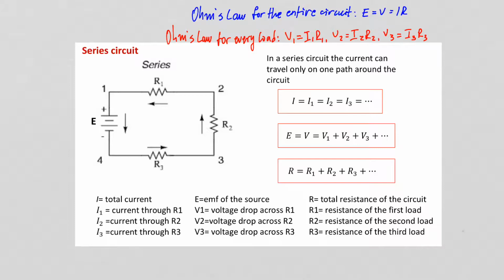Or I can write Ohm's law for each resistor separately, and then I get that the voltage drop across the first resistor is equal to the current in the first resistor times the resistance of the first resistor. And here for the calculation I can also use the fact that the current in the first resistor is equal to the total current in the circuit. Similarly, I can write the expressions for the second resistor and the third resistor, and again the currents in those two resistors are equal to the total current in the circuit. So applying both Ohm's law for the entire circuit and for the individual loads allows me to find all parameters of the circuit that a question may ask.